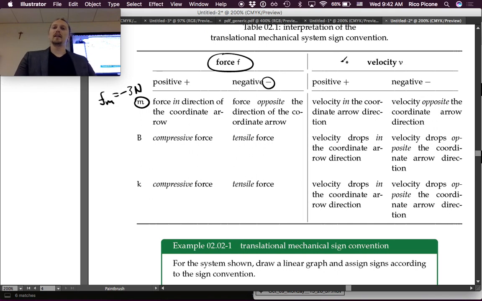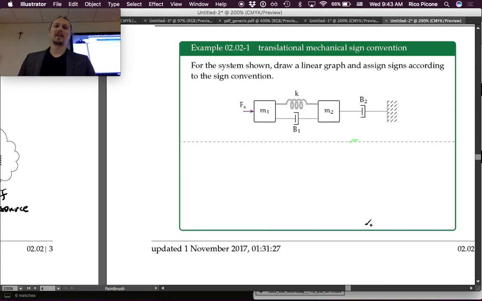Okay, velocity. If it comes out positive, then for a mass, the velocity is in the coordinate arrow direction. If it comes out negative, the velocity is opposite the coordinate arrow direction. For a damper, we mean that the velocity drops in the coordinate arrow direction, and if it comes out negative, we know that it drops opposite the coordinate arrow direction, and similarly with a spring. So, that's our interpretation. So let's do one.